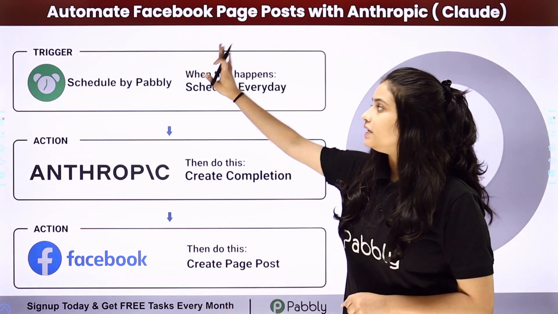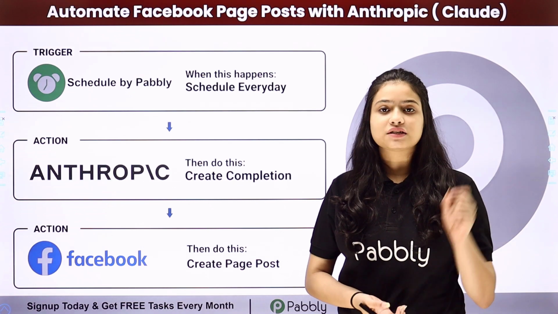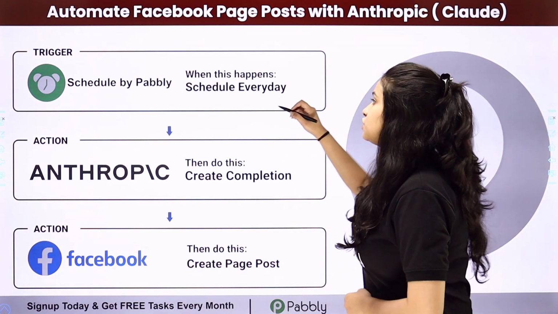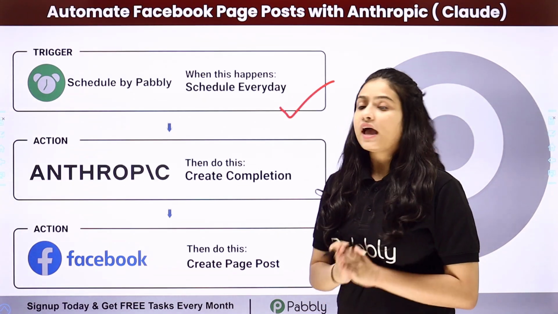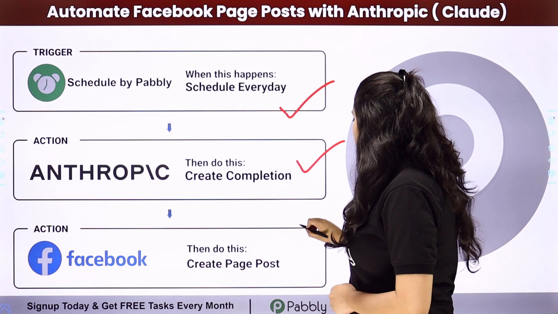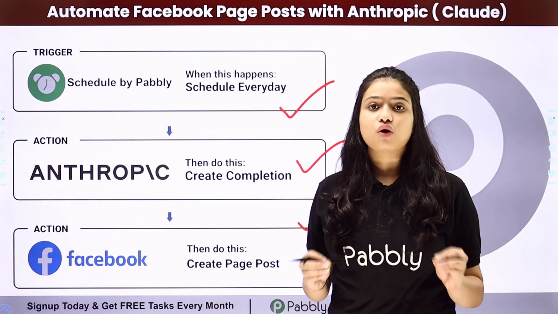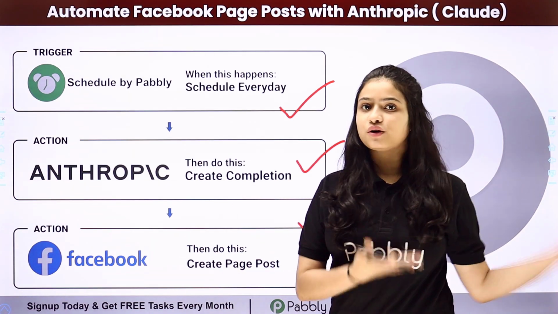For that, we will have to integrate all these applications. And for that, we are going to use Pabbly Connect, which is an amazing automation and integration software. Now what we are going to do, we have scheduled by Pabbly in our trigger, with the help of which we are going to schedule the entire workflow, and then we have Anthropic and Facebook pages in our actions. So we are going to connect all of them by using Pabbly Connect in order to automate this entire process. And to learn this entire process step by step, let me take you all to my screen.